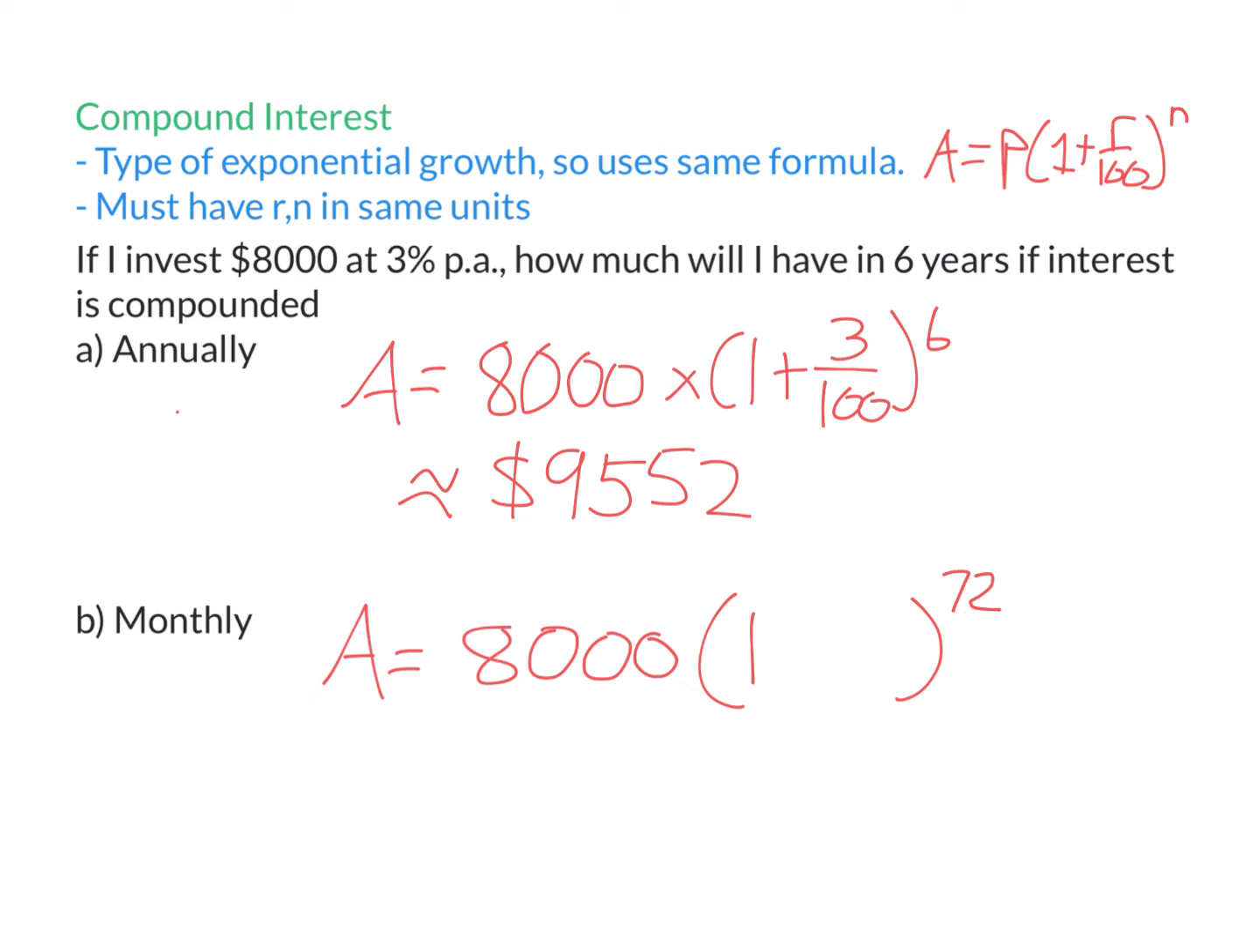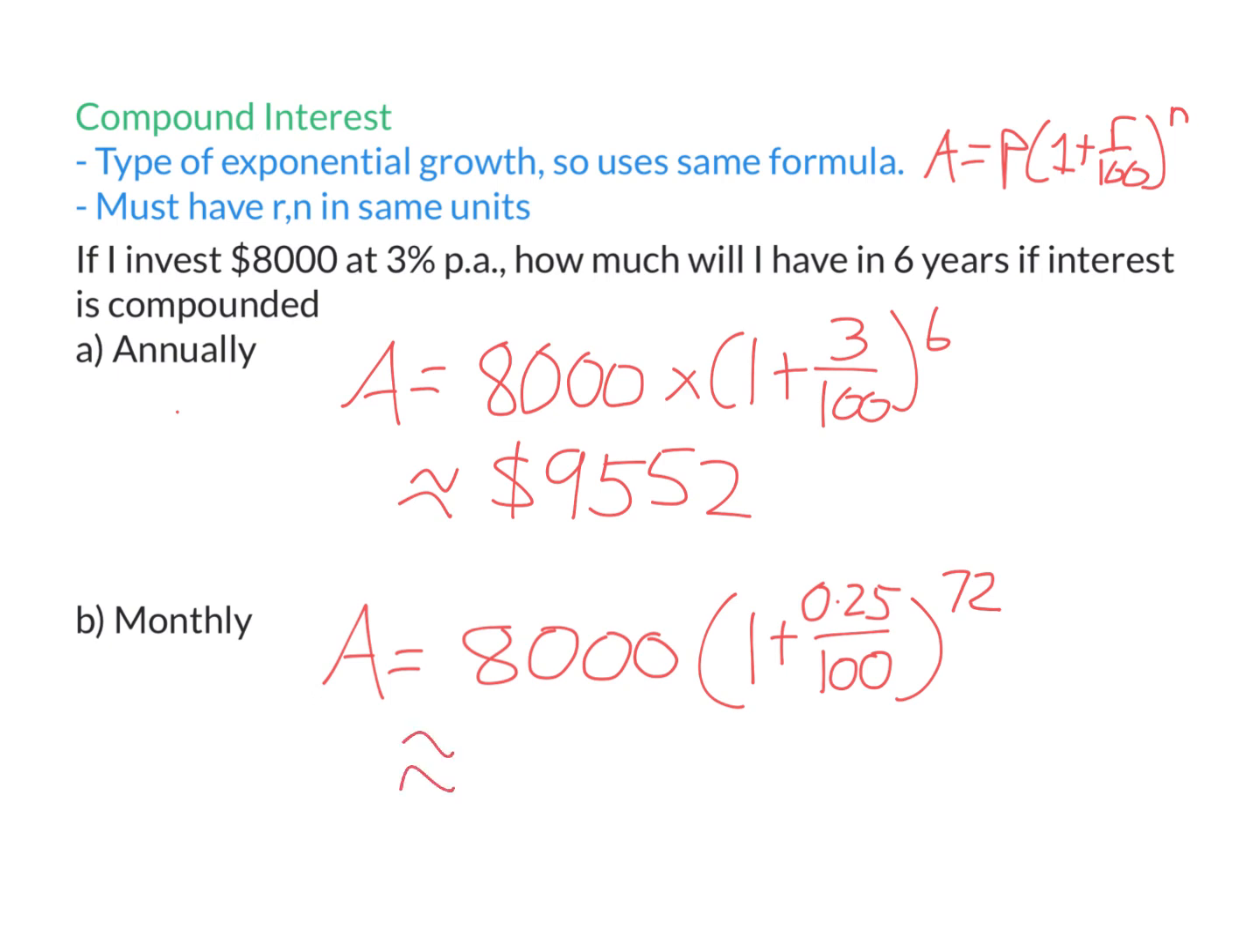But because N is in months, R has to be in months. So 3% per annum means 3 over 12, or 0.25% per month. So what did I do differently here? I divided 3 by 12 to get the rate, and I timesed N by 12 to get the number of increases. There are 72 months in 6 years, so we have to do the interest rate per month, not per year. 3 divided by 12 is 0.25.